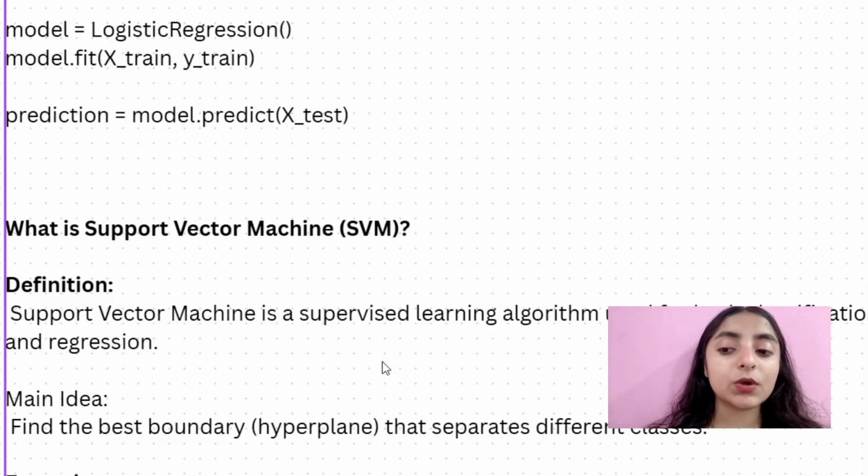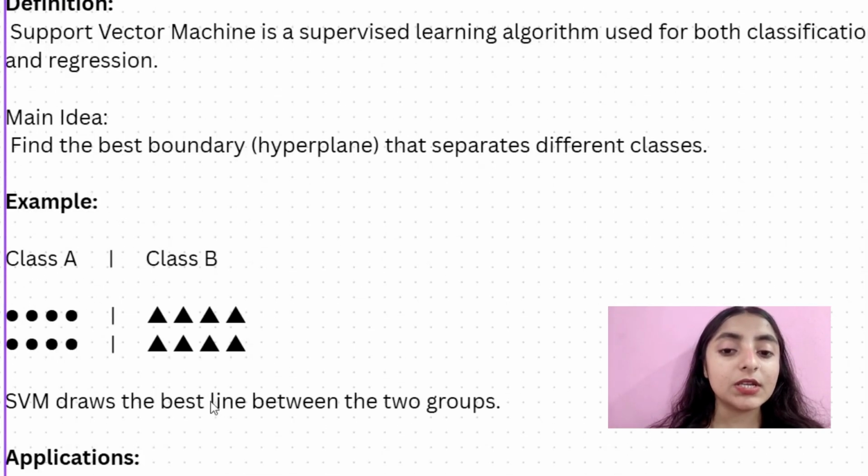Now we'll see the support vector machine. A support vector machine is a supervised learning algorithm used for both classification and regression, but it is mainly used for classification. Support vectors are data points. Its goal is to find the best boundary.